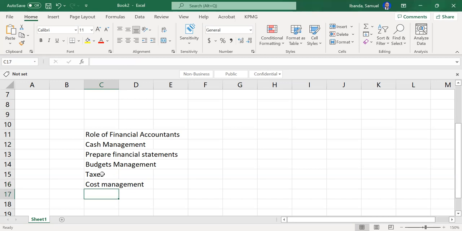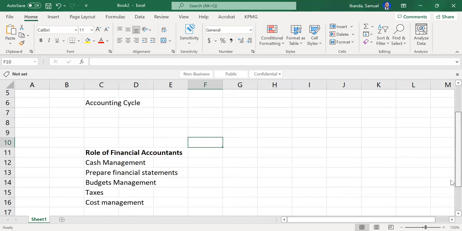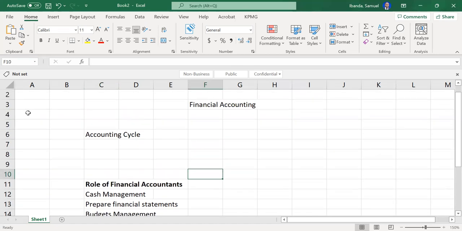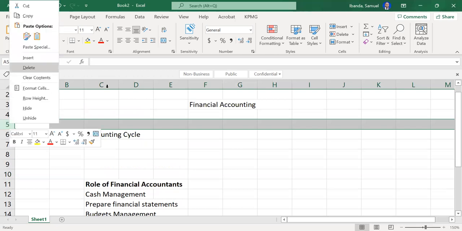But we know that for some organizations, we only have one defined person who does these roles. They do all the work of the financial accountant, the work of the cost accountant, and also the work of the management accountant. So there are various roles. Even the job description of financial accountants should give you an idea of what a financial accountant does in an organization. What they do fits into our study of financial accounting, because at the end of the day, we want to understand the principle, why we do whatever we do.